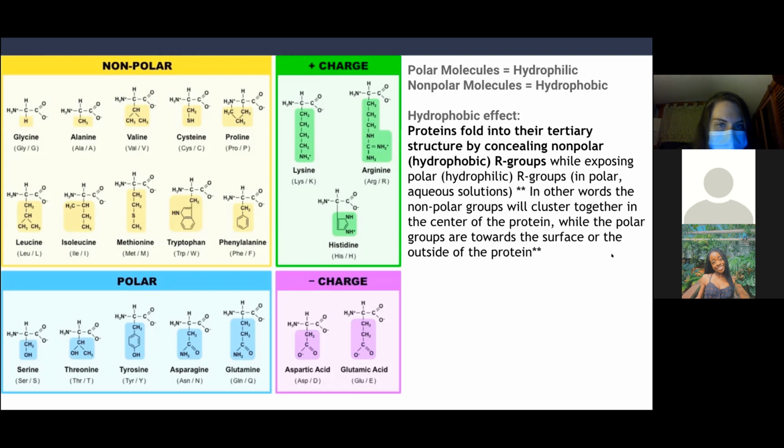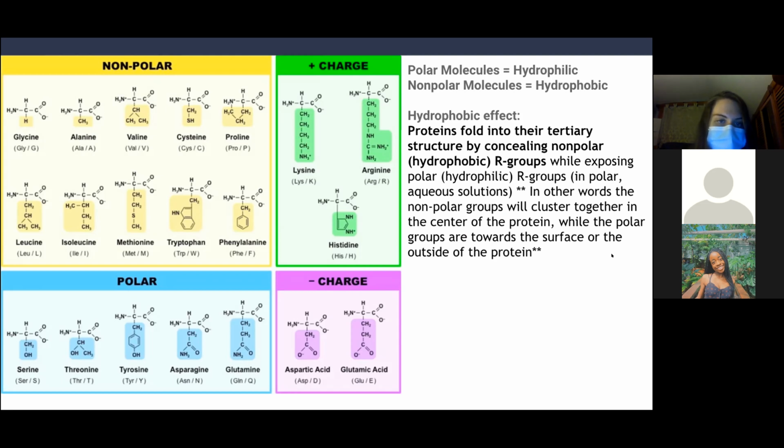I thought I would define the hydrophobic effect, which we'll get to when we talk about tertiary structure, the general overall shape of a protein. The hydrophobic effect occurs when, while a protein is folding, your nonpolar groups clump together and aggregate into the center of the protein, while the polar amino acid groups will be present on the exterior or surface of the protein. I also want to add that polar molecules are called hydrophilic, whereas nonpolar molecules are called hydrophobic.